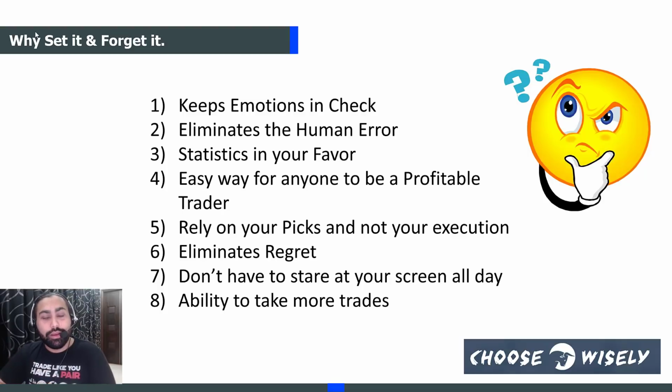So that's a great way for you to rely on your picks and not your execution, and it'll eliminate regret, because either it hits your target or it hits your stop loss, right? If any stock hits your target, guess what? By set it and forget it, you're going to be in it. So you're going to capture every single stock that hits target for you. You're never going to have regret, right?